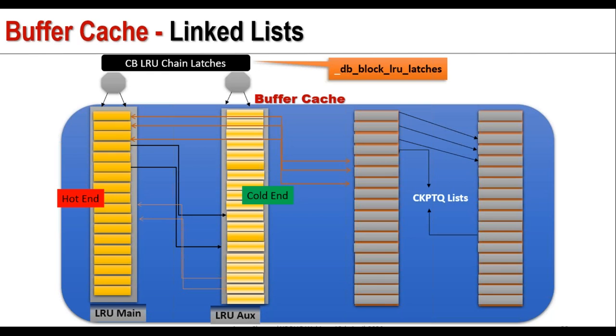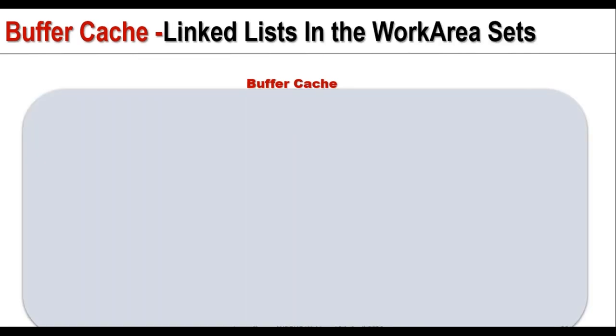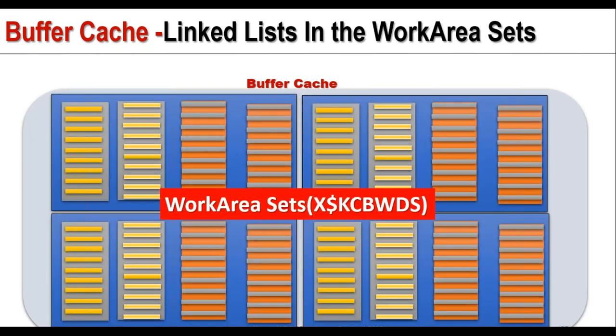And they are also maintained by the parameter DB_BLOCK_LRU_LATCHES. Now, I mentioned to you that they are available inside a work area. Since the buffer cache is divided across multiple work area sets, these linked lists exist in every work area set. So when you have a free buffer wait being reported to you, it means that Oracle could not find, in any work area set, the requested number of free buffers for you.